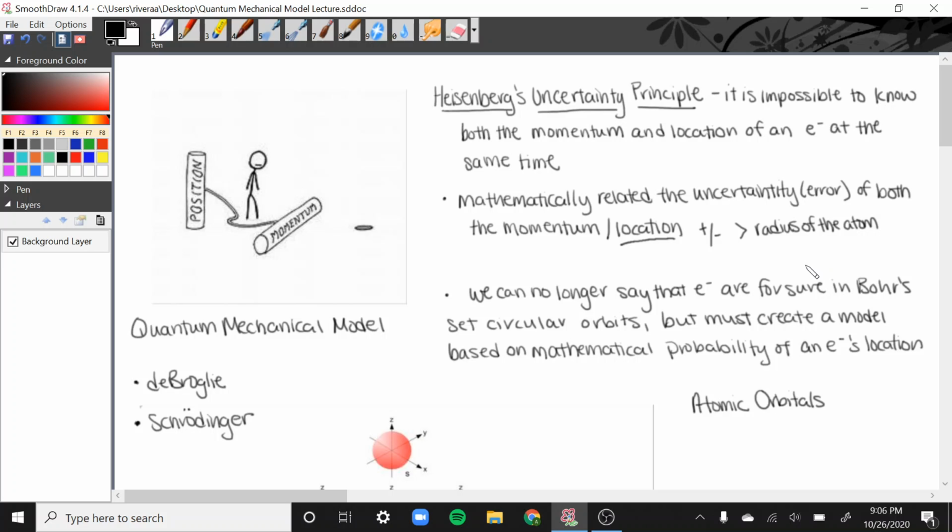How close to the nucleus is it? How far away from the nucleus is it? What energy level is it in? There's just no way.